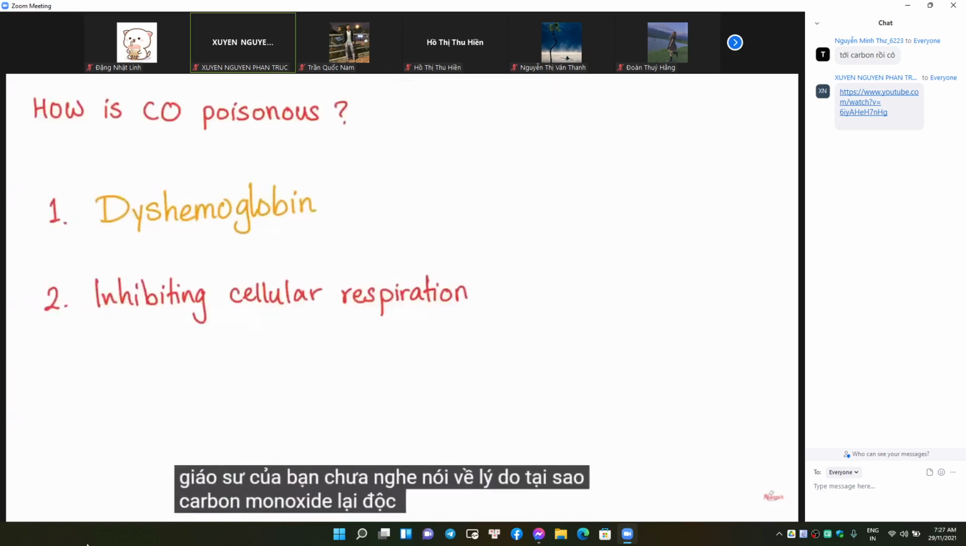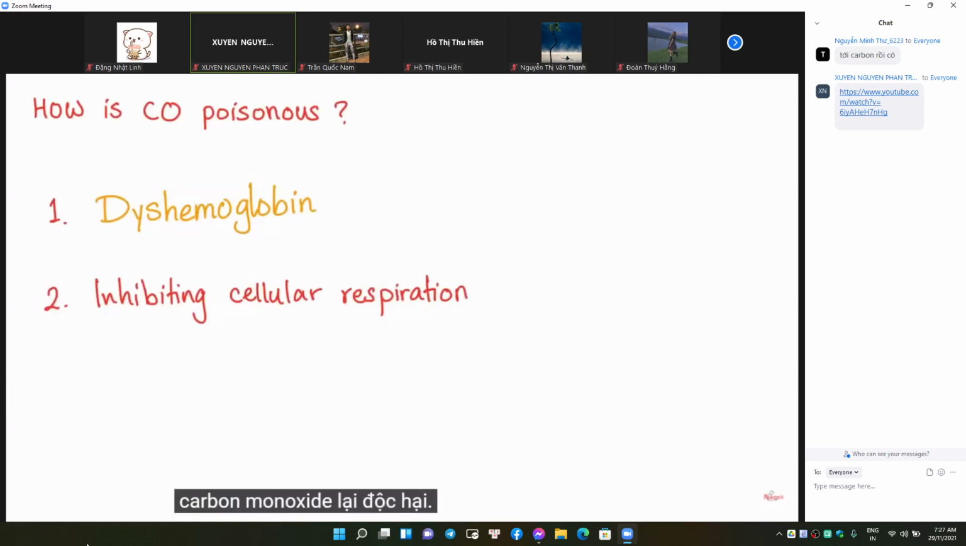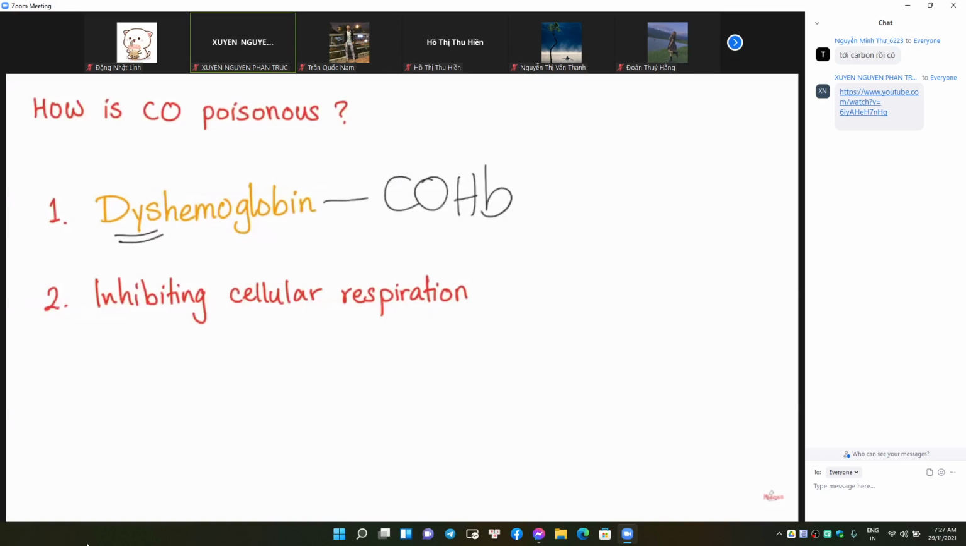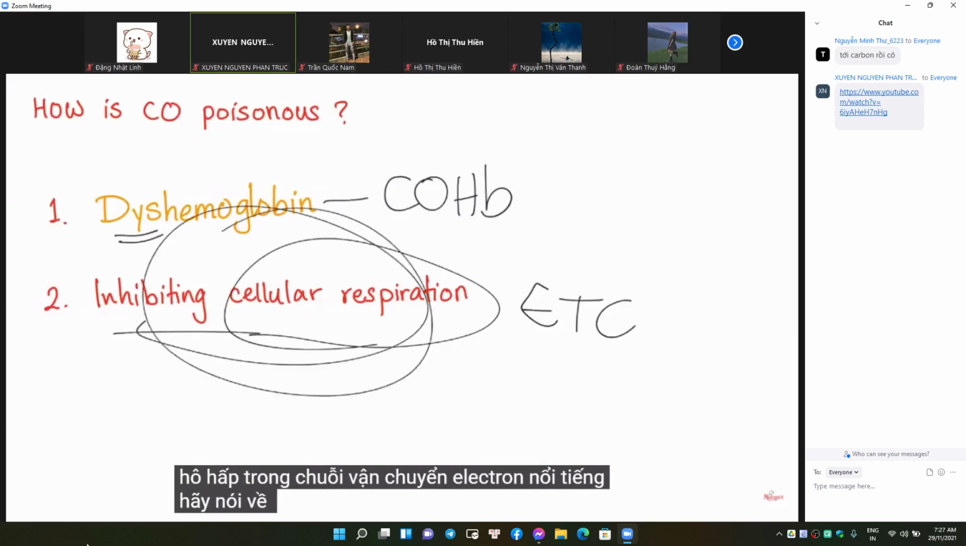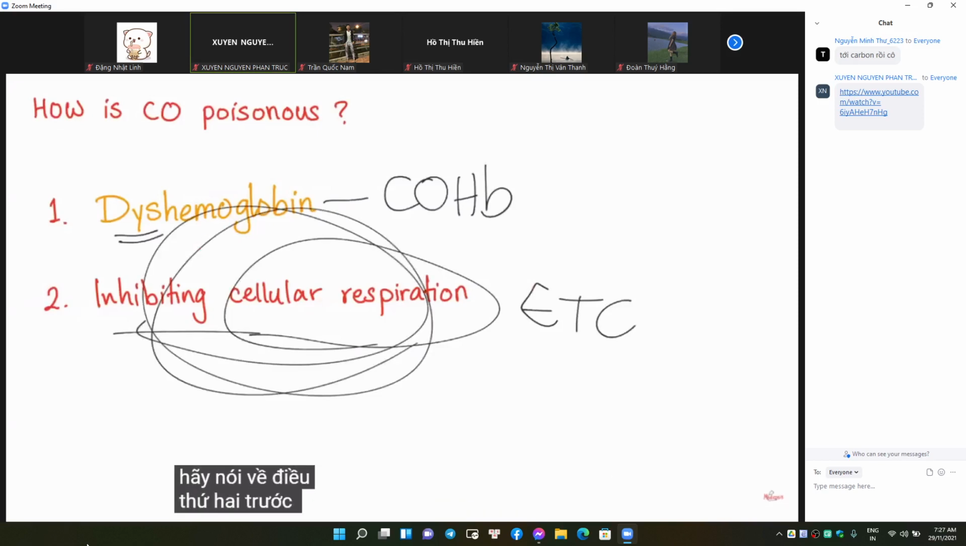Why is carbon monoxide poisonous? Two reasons. Number one, it forms dyshemoglobin. This means difficulty or a problem. There's a problem with this hemoglobin. That's why we call it carboxyhemoglobin. And number two, inhibiting the cellular respiration in the famous electron transport chain.